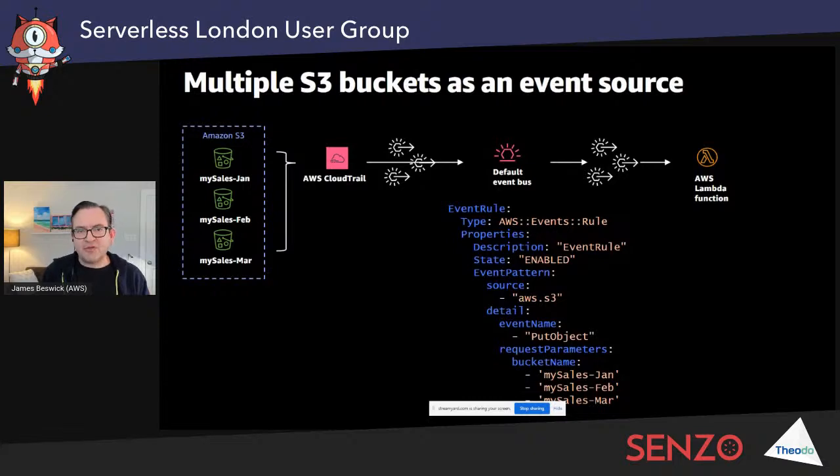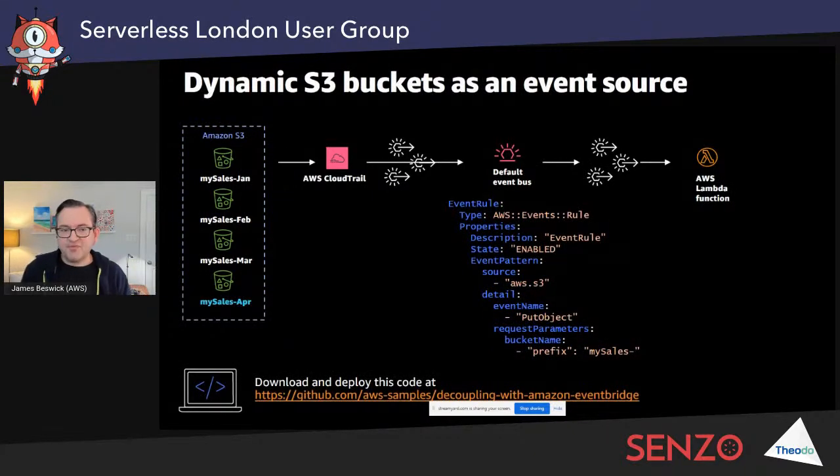After enabling CloudTrail, you then create an EventBridge rule to define which bucket events should trigger the function. In this example, you'll see the event pattern filters for a put object, and then it names 3 buckets that it's interested in: my sales Jan, my sales Feb, and my sales March. You can modify those simply by changing the rule. You don't need to change anything in your code or in the Lambda function itself.